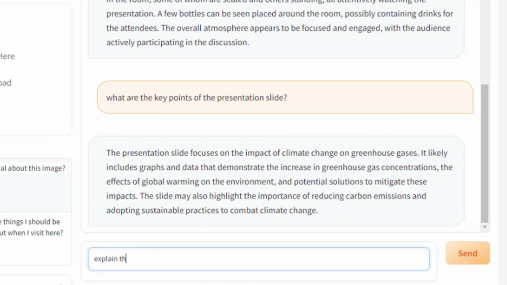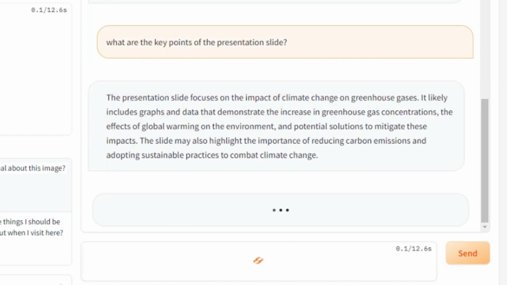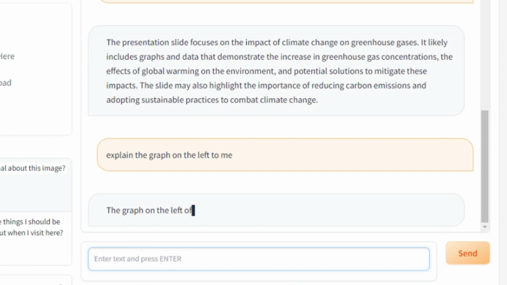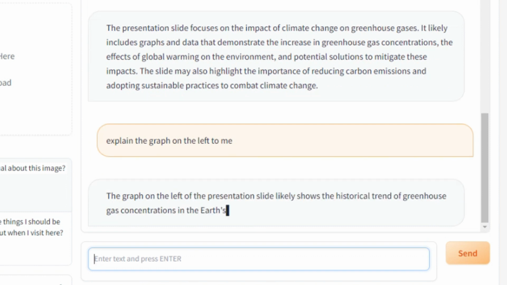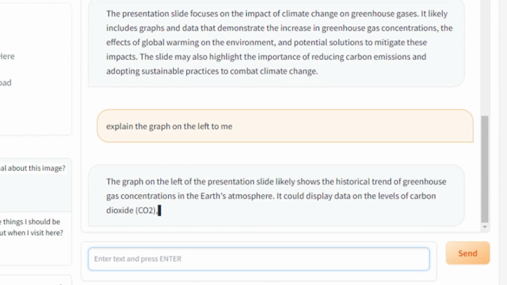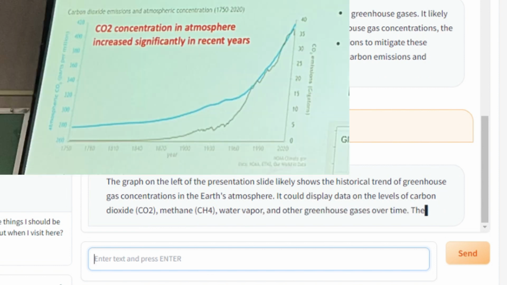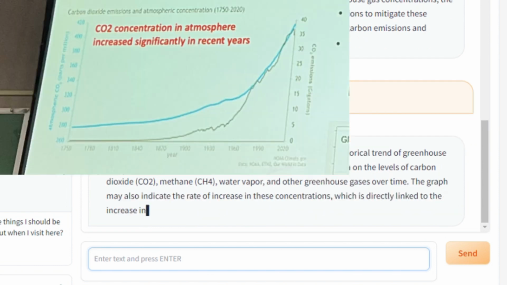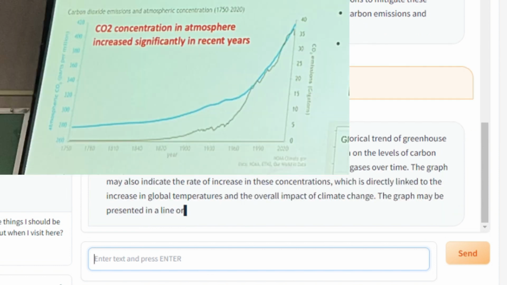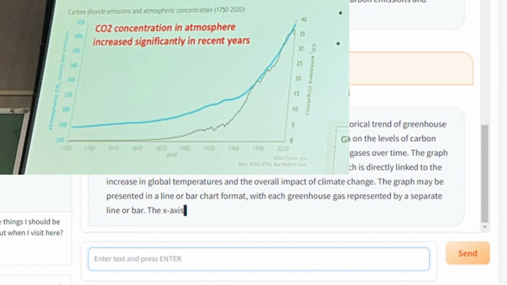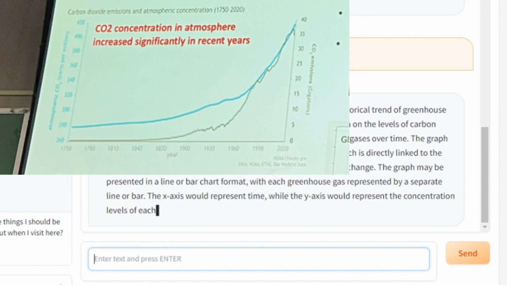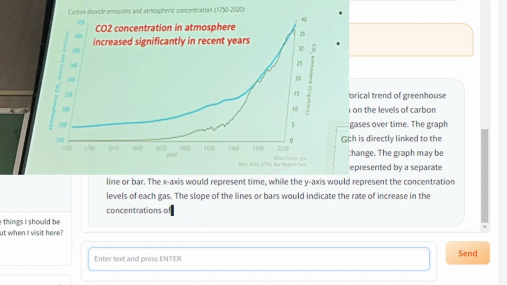Let's dig in some more about the details on the slide and ask, "Explain the graph on the left to me." It answers, "The graph on the left likely shows the historical trend of greenhouse gas concentrations in the Earth's atmosphere. It could display data on the levels of carbon dioxide, methane, water vapor, and other greenhouse gases over time. The graph also indicates the rate of increase in concentration, which is directly linked to the increase in global temperature and overall impact of climate change."